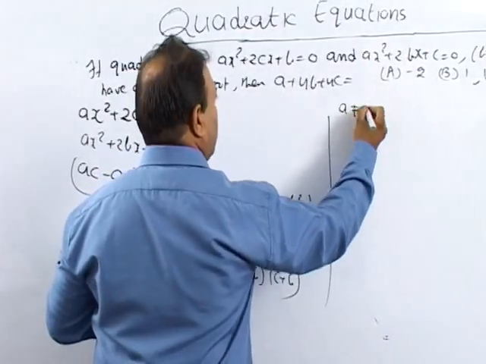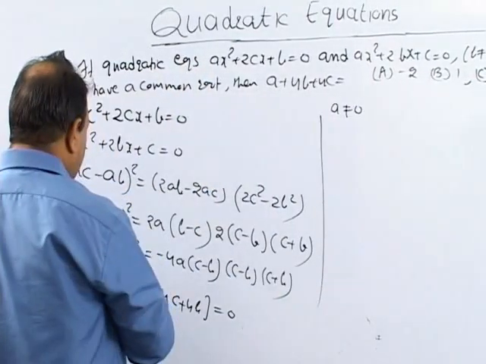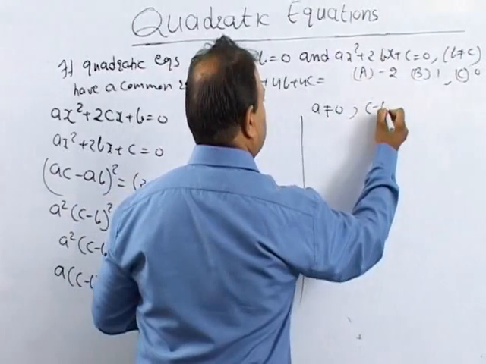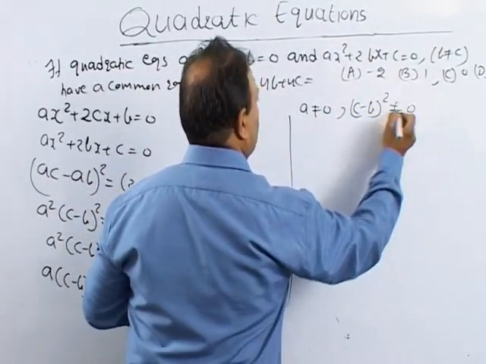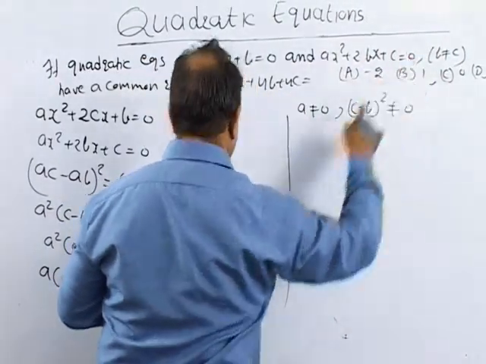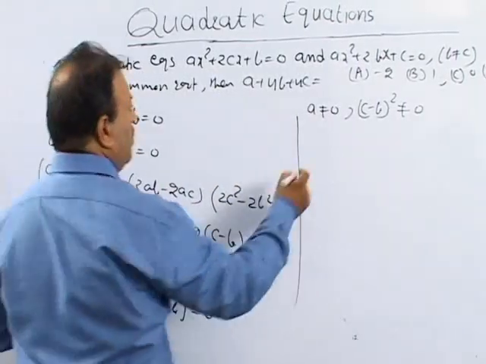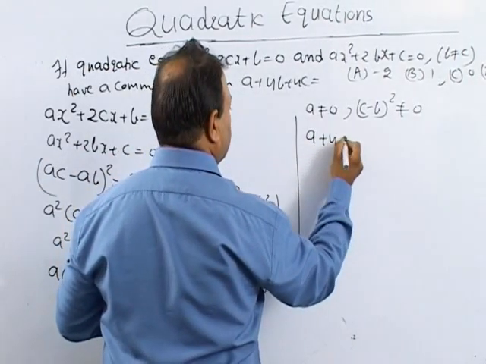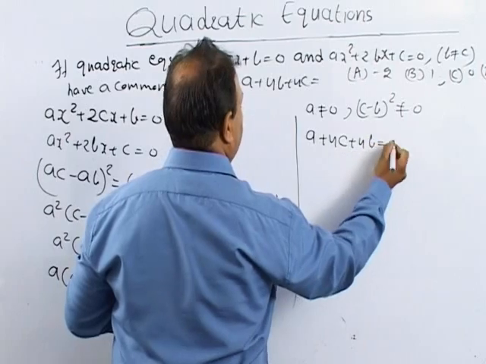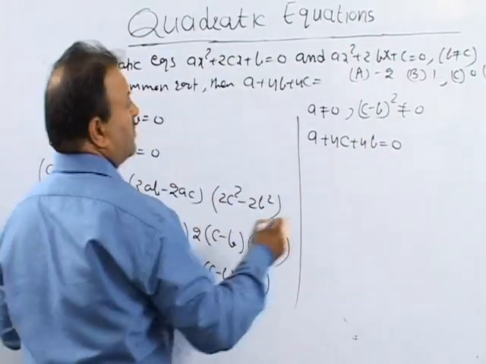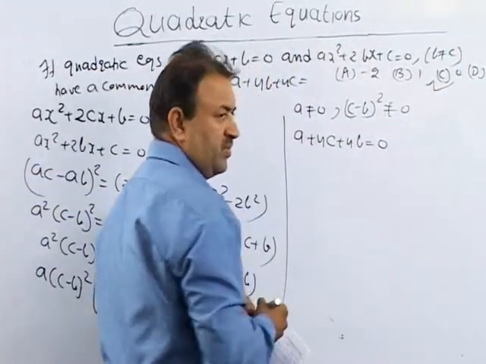Now from here we find out A can't be 0, so it will not be a quadratic equation. Then C minus B the whole square also can't be equal to 0, because we have been given B not equal to 0. So the only option we are left with is A plus 4C plus 4B is equal to 0. So the right option is C.